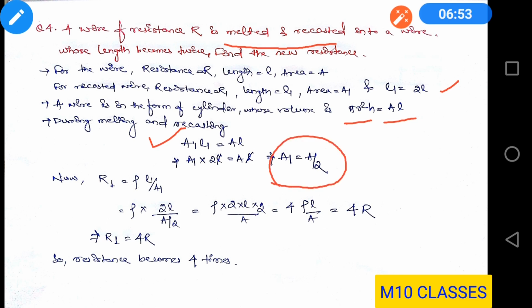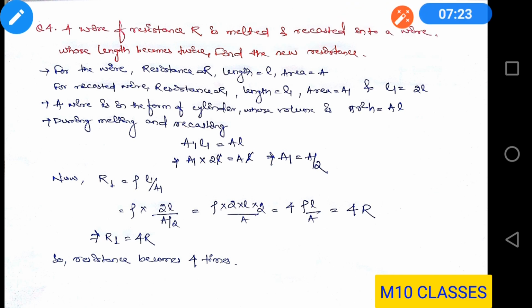Now you have got the variation in length as well as in area. Let us find the new resistance. R1 equals rho L1 by A1. Put their values and you will get 4R. That means when it is melted and recast, its length becomes twice and the area of cross section decreases. Both of these factors increase the resistance, and that is why the resistance has become how many times? 4 times. This is a good question.